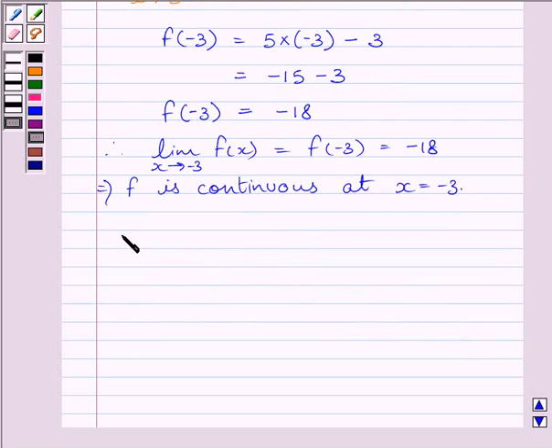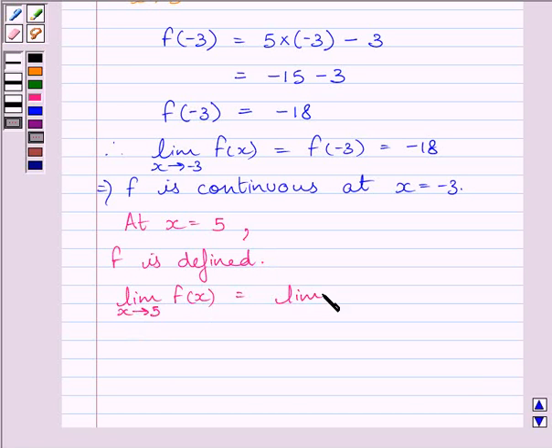Let us check the continuity of the function at x equal to 5. At x equal to 5, function f is defined. Now let us find out limit of the function at x equal to 5. So we can write limit of x tending to 5, f(x) is equal to limit of x tending to 5, 5x minus 3. Now this is equal to 5 multiplied by 5 minus 3. Simplifying, we get 22. So, limit of the function at x equal to 5 is 22.